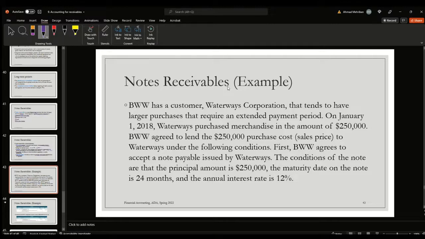On January 1, 2018, Waterways purchased merchandise in the amount of 250,000. The retailer, BWW, agreed to lend this 250,000 purchase cost to Waterways under the following conditions. They will sign a note that will be issued by the buyer. The conditions of the note are that the principal amount is 250,000, the maturity date is 24 months, and the annual interest rate is 12%.